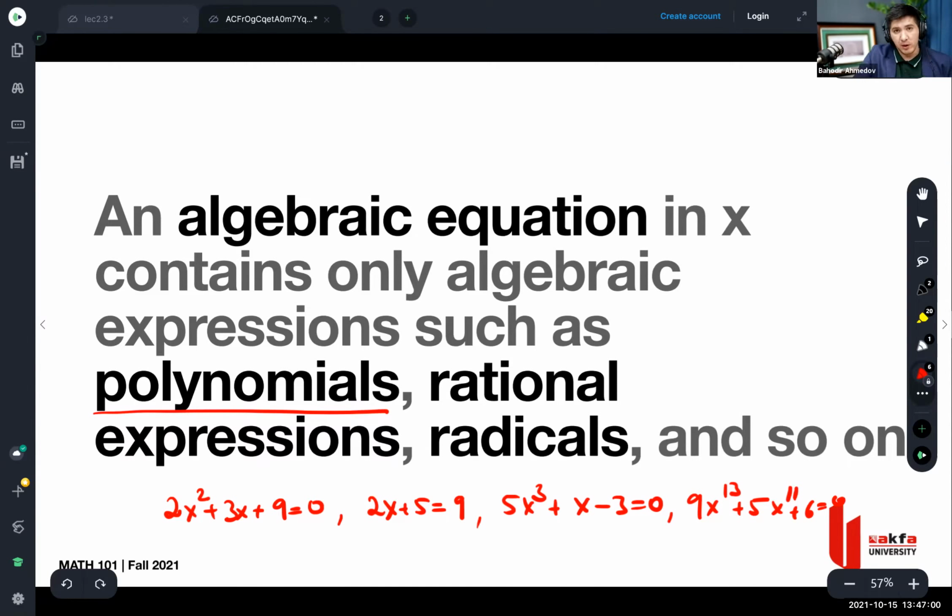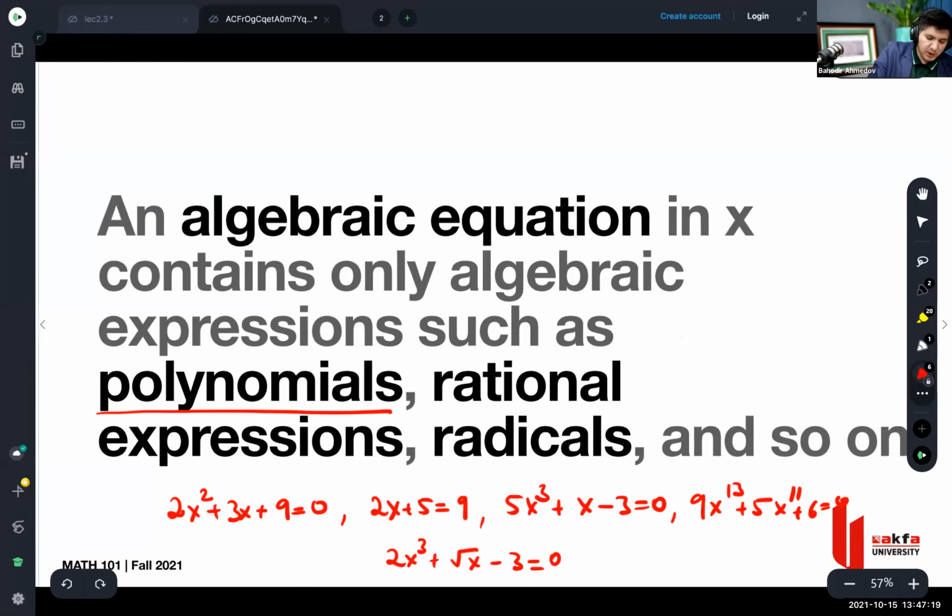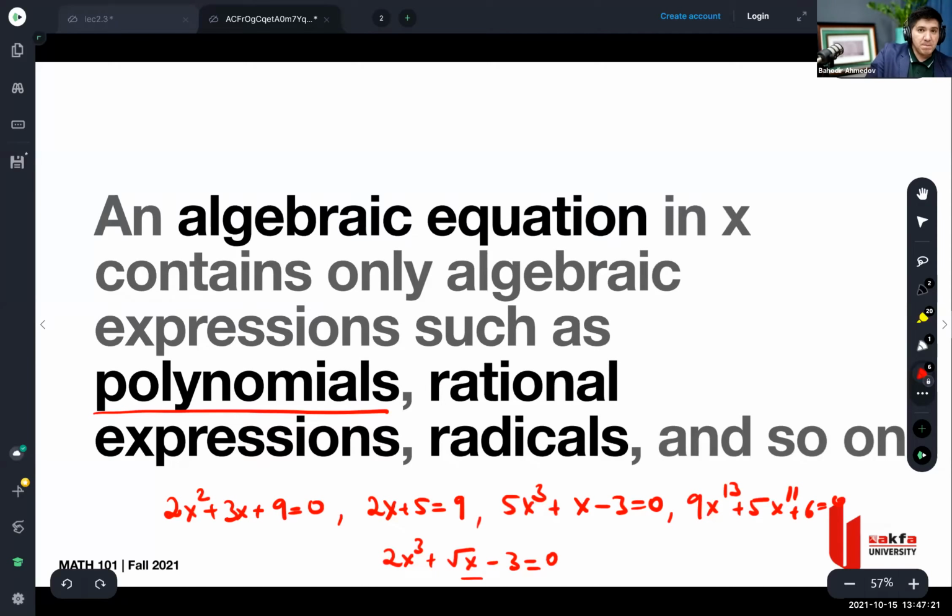is also a polynomial. Okay, so you can see here that a polynomial is a combination of powers of x, but integer powers of x. So if I write down 2x cubed plus square root of x minus 3 is equal to 0, then this is not going to be a polynomial, because it involves a rational power of x, right? Do you remember the square root of x can be written as x to the power of 1 over 2, right? A rational power of x. So this is not a polynomial.